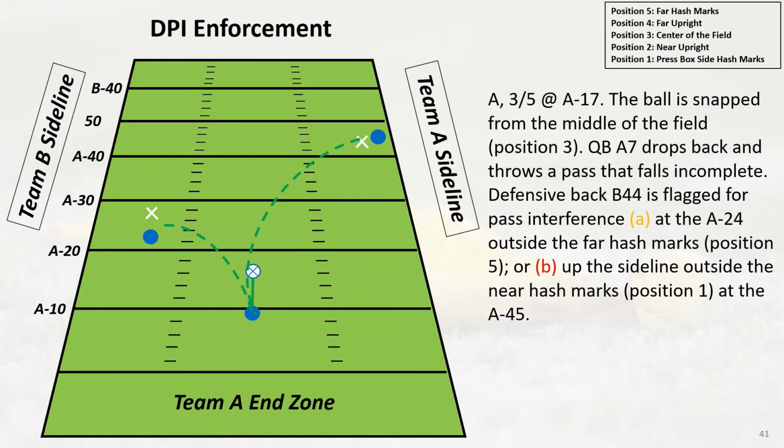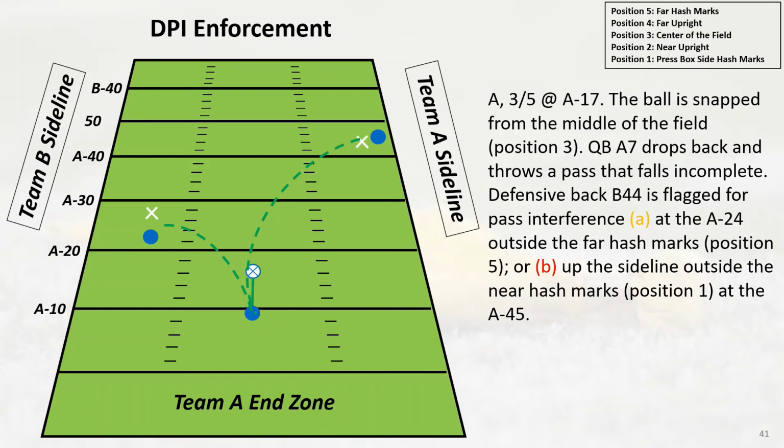So lastly, I want to cover a quick DPI enforcement and how we need to leverage our spot 15 and 2 concept in order to enforce a DPI penalty correctly. So we have our rules question up there on the right, and we have our diagram right next to it. So we're snapping from the 17. It's in the middle of the field.